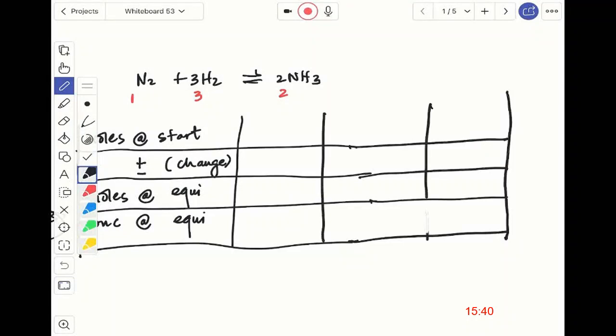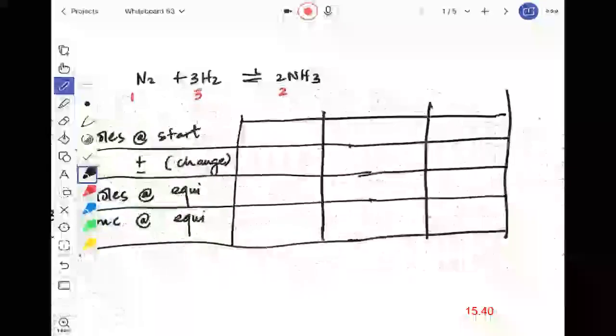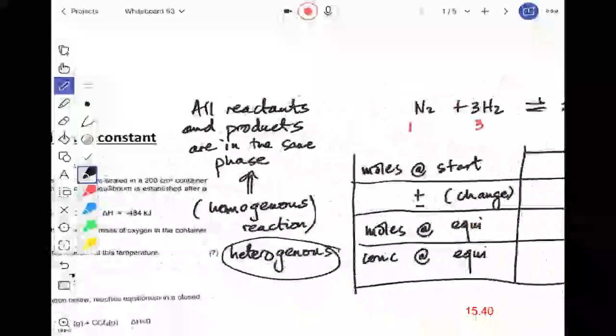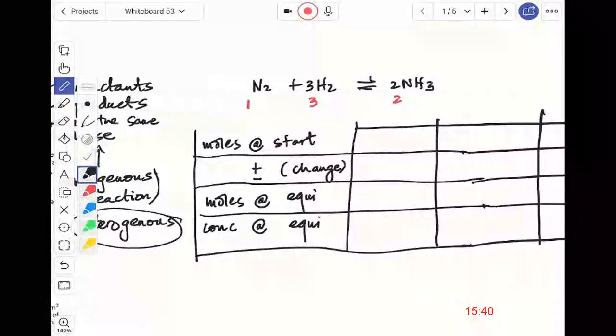I think I've confused the reaction with the previous reaction. Let me just double check my reaction so I can fix that up. My reaction was hydrogen plus oxygen gives me water. Let me just fix that up.